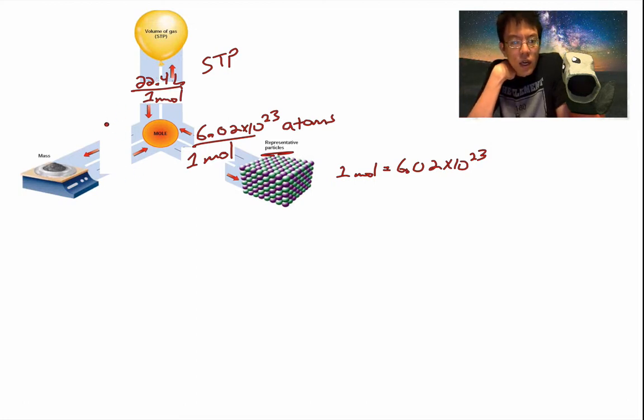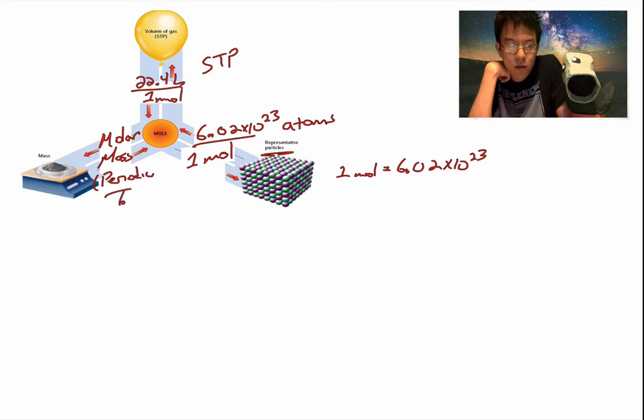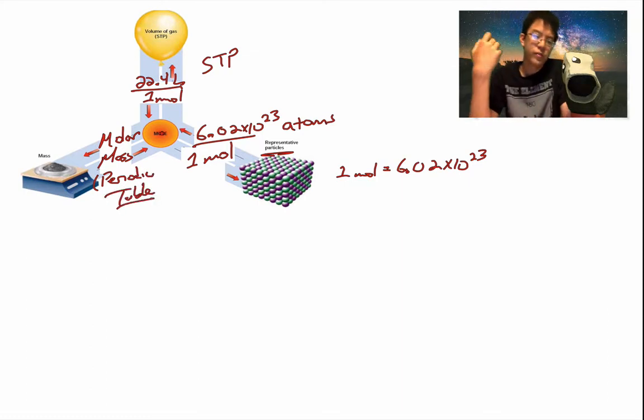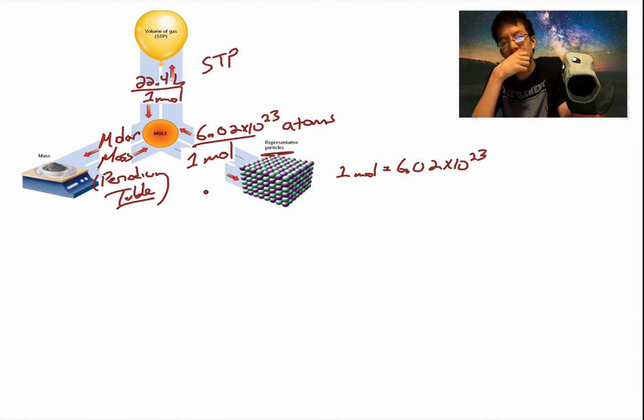And finally, unfortunately, atoms are so small we can't count them. So generally, instead, what we do is we measure their mass and then use the mass to figure out how many we have. And that's through something called the molar mass. And the molar mass we find on the periodic table. Okay, so that's that.